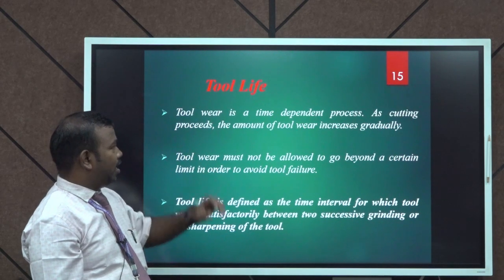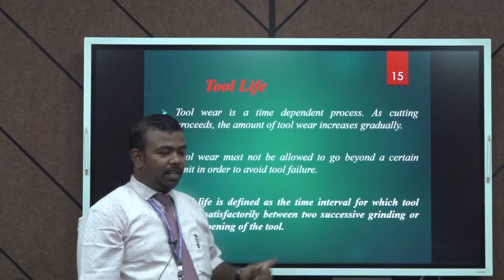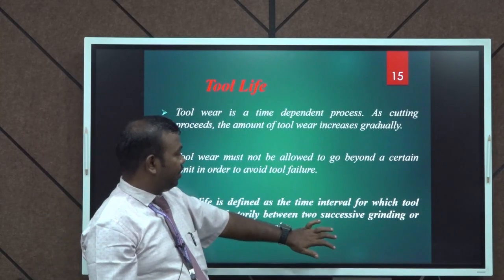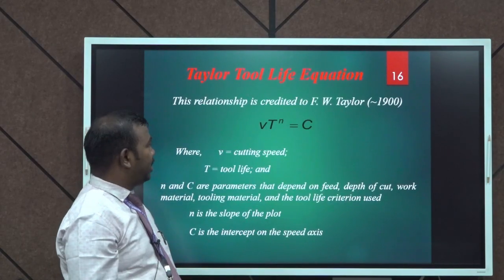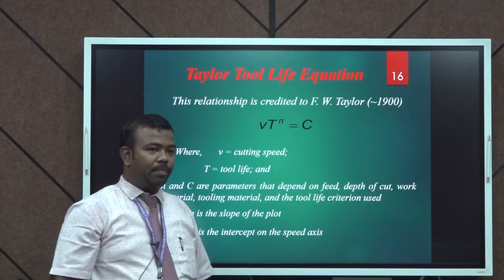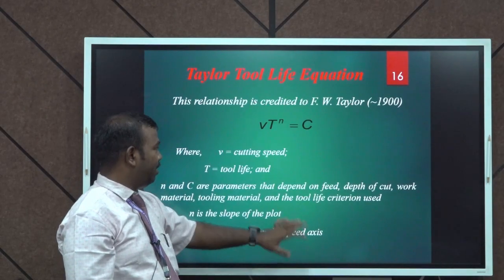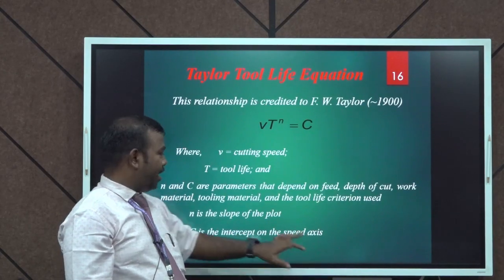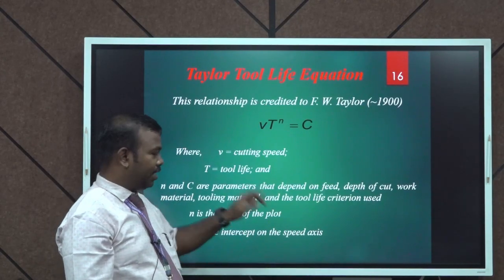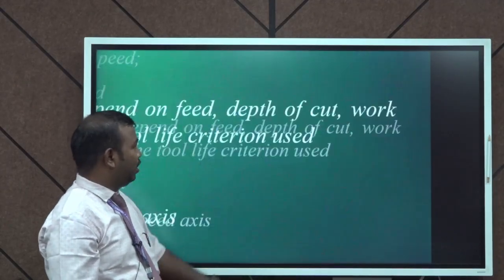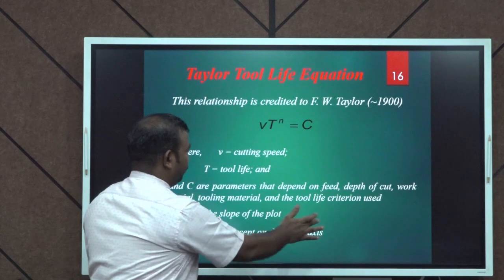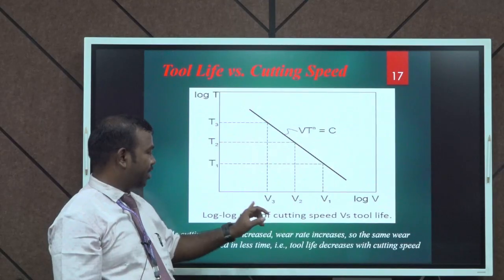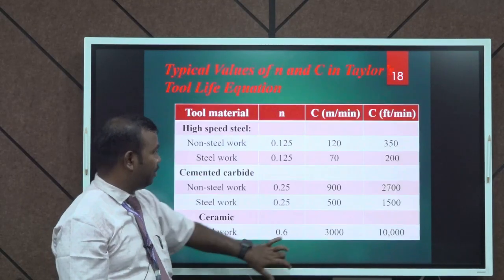Tool wear is a time dependent process, as we already saw. Depending upon the cutting speed, we are able to control the cutting tool life. This is a relation defined by F.W. Taylor: VT^n = C, where V is the cutting speed, T is the tool life, and C and n are constants which are taken from the plot. This is the logarithmic plot between the cutting speed and tool life.